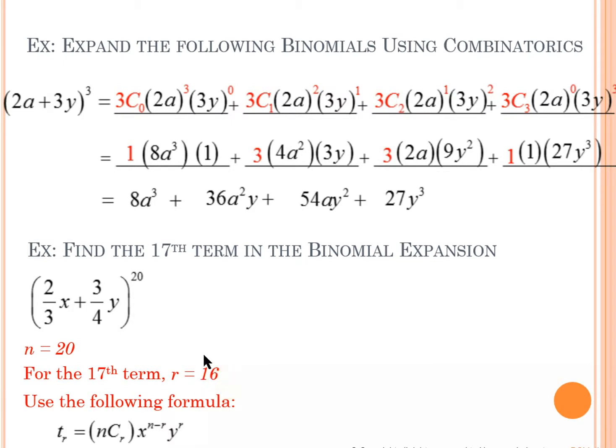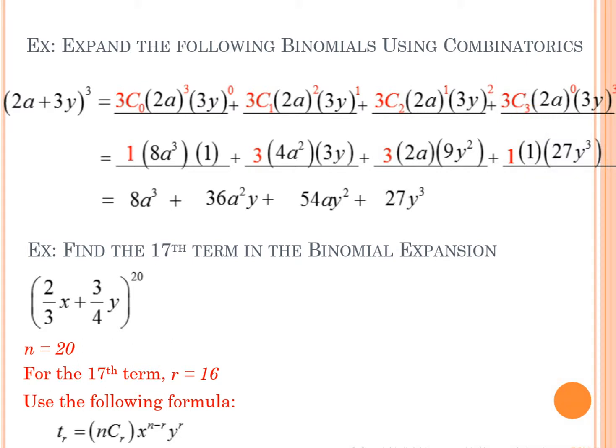Now, how do we get this 16? Where does this come from? Well, if I look at my previous example here, 2a plus 3y cubed, let's take a look at my first term. For my first term, the value of r was 0. In my second term, the value of r was 1. In my third term, the value of r was 2. And for my fourth term, the value of r was 3.